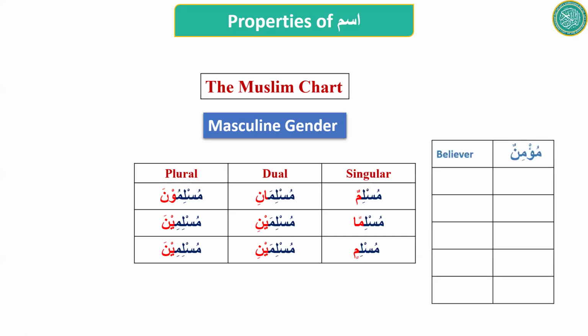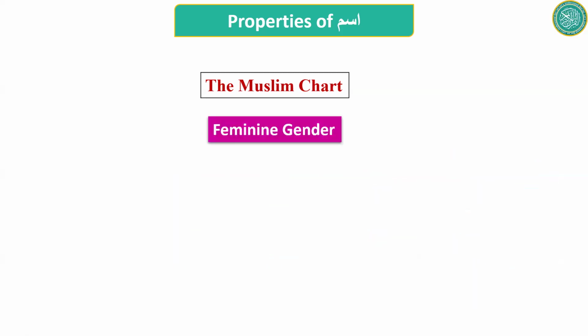And then we learned how we can use other words and fit them in the Muslim chart template. For example, mu'minun, mu'minan, mu'minin, mu'minani, mu'minaini, mu'minaini, mu'minuna, mu'minina, mu'minin. But more important is the Muslim chart. Everybody memorize the Muslim chart. Please, you still have time.